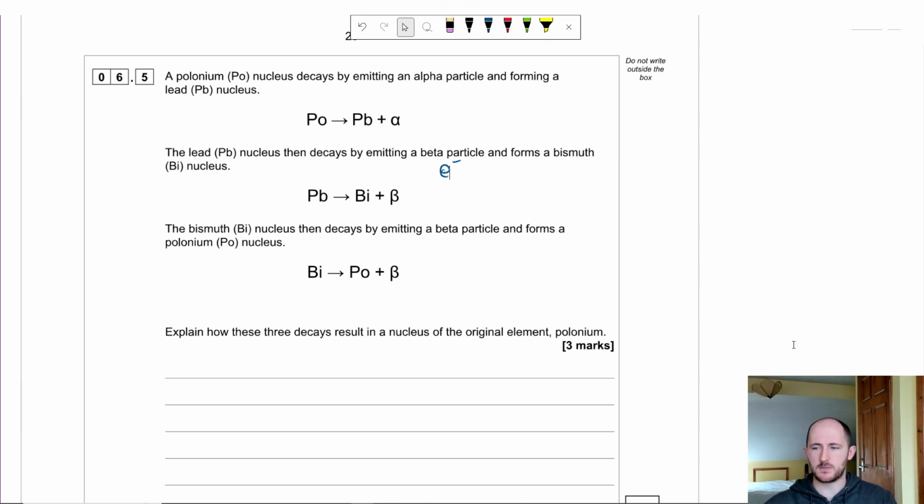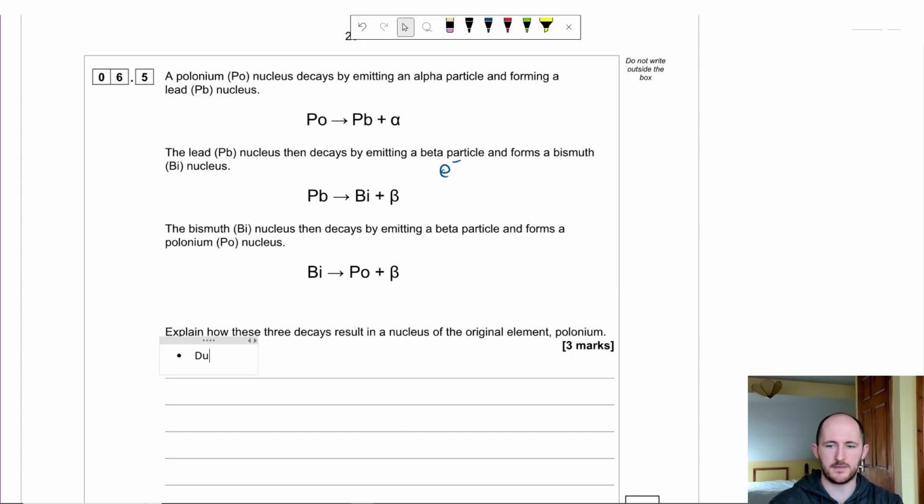Okay, so here's what we're going to do. Keep in mind, at the moment, we only care about the atomic number of the element. Why? Because remember, the thing that determines what element you have is your atomic number. This will not have the same mass number as the original isotope, but it will have the same atomic number. So all we're going to do is trace the atomic number for now.